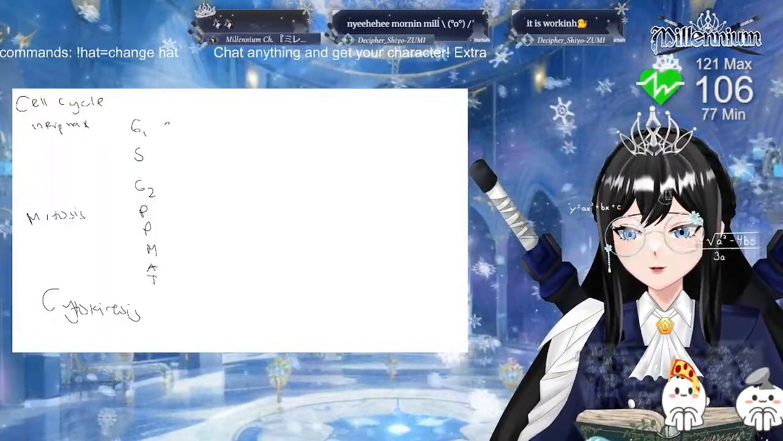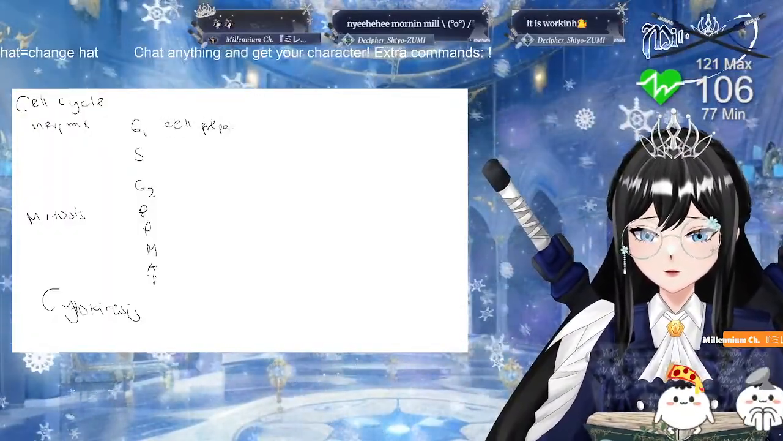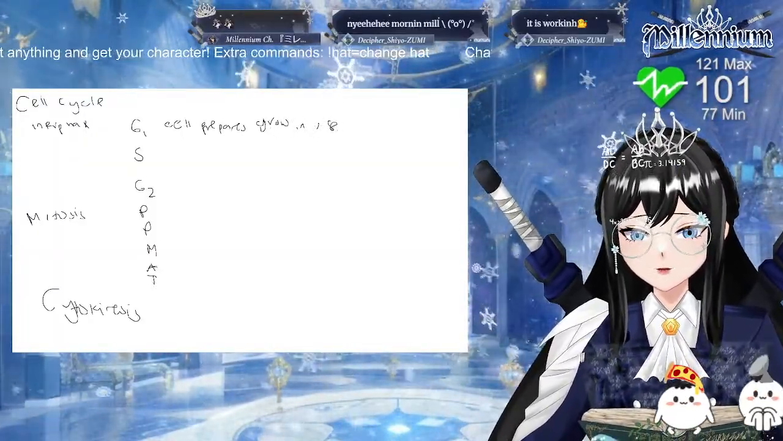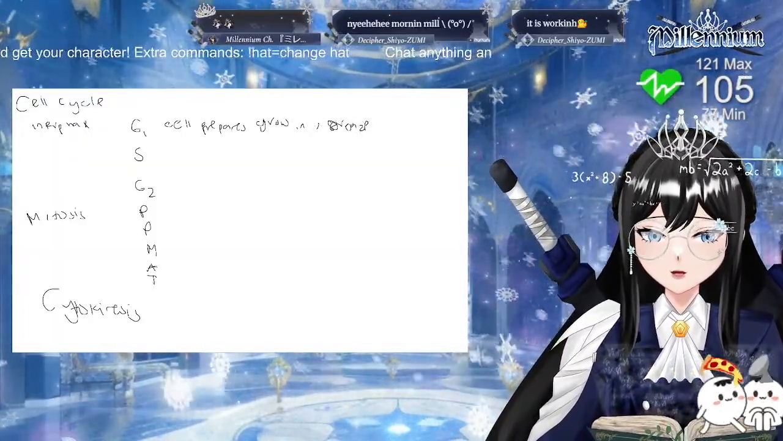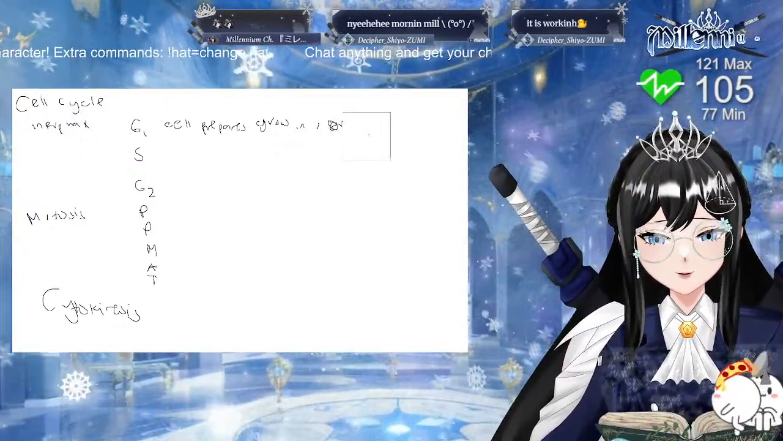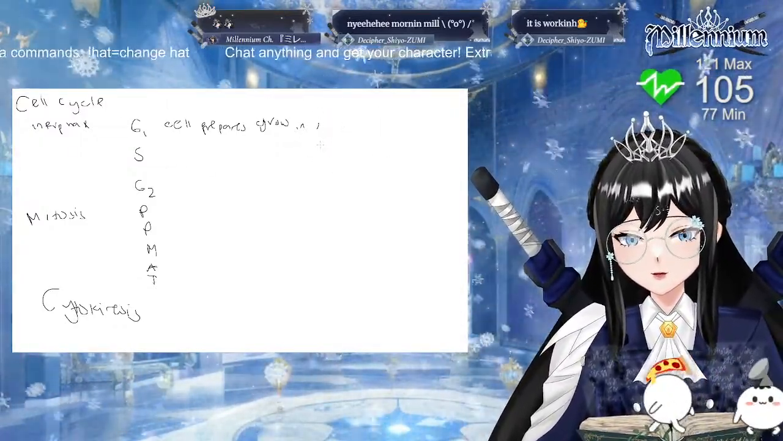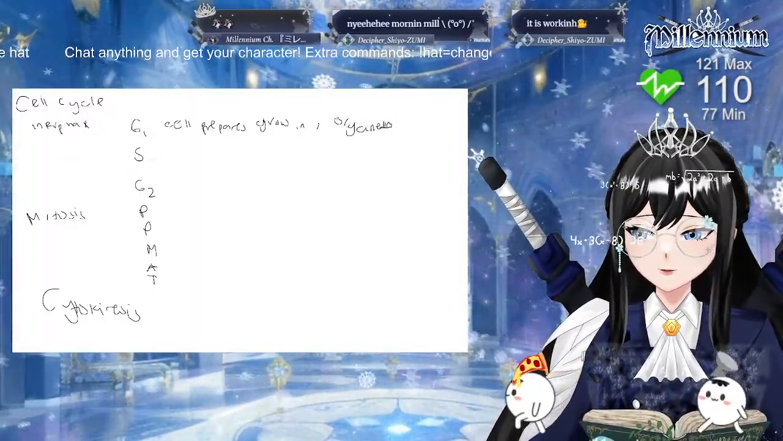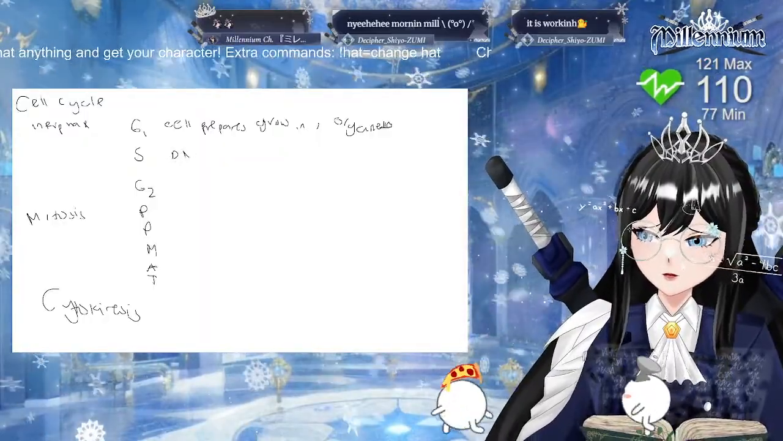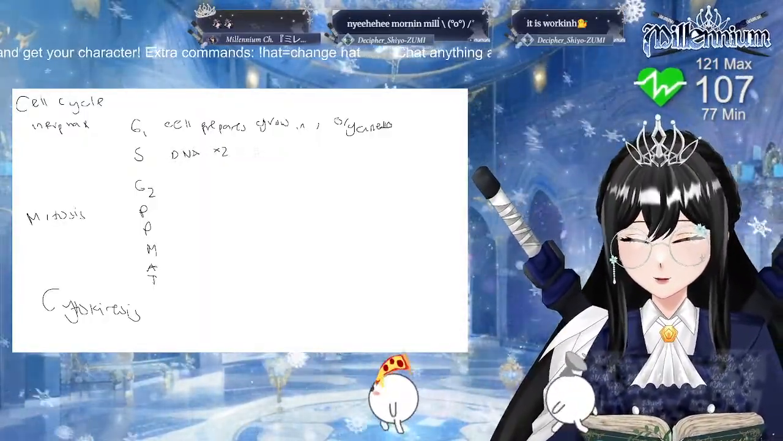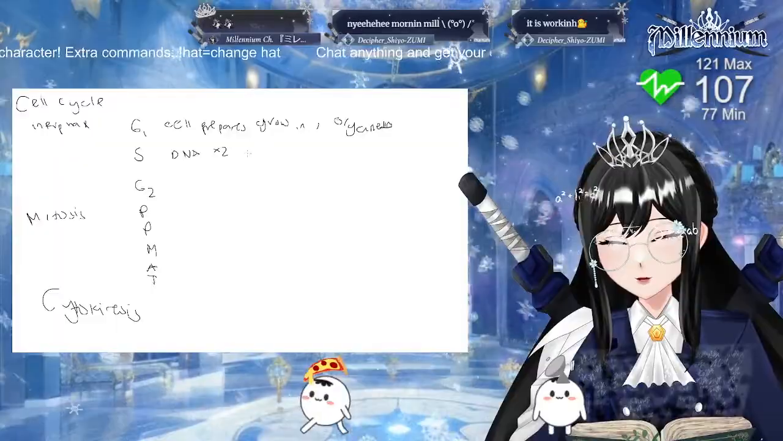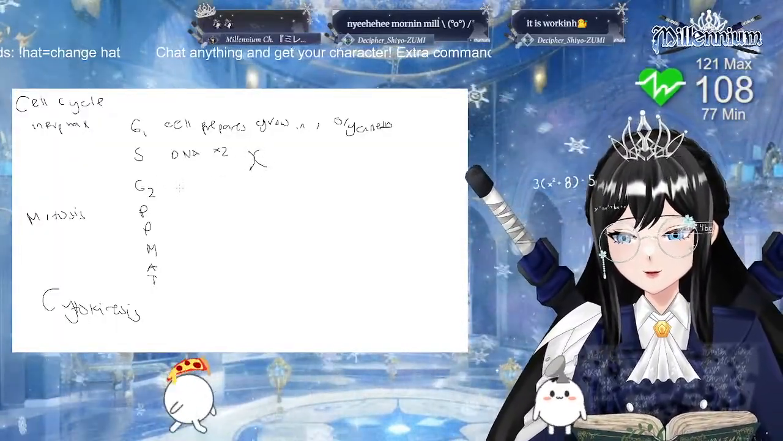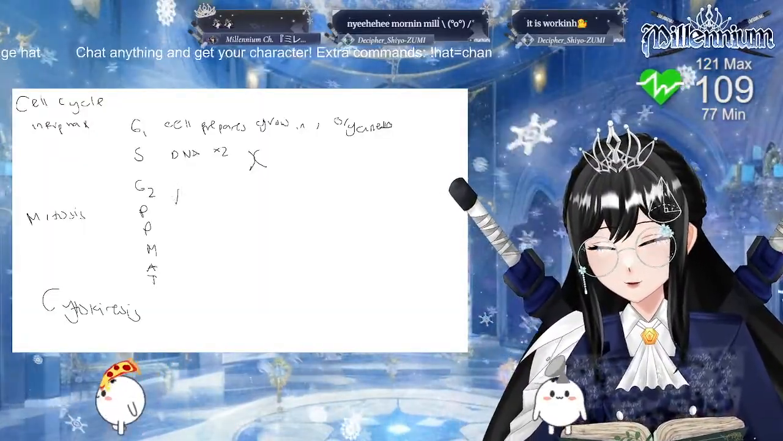G1 is where the cell prepares to grow in size, and organelles are synthesized. S is when your DNA replication occurs, so now it's times 2. G2 is when the cell will try to just grow further.